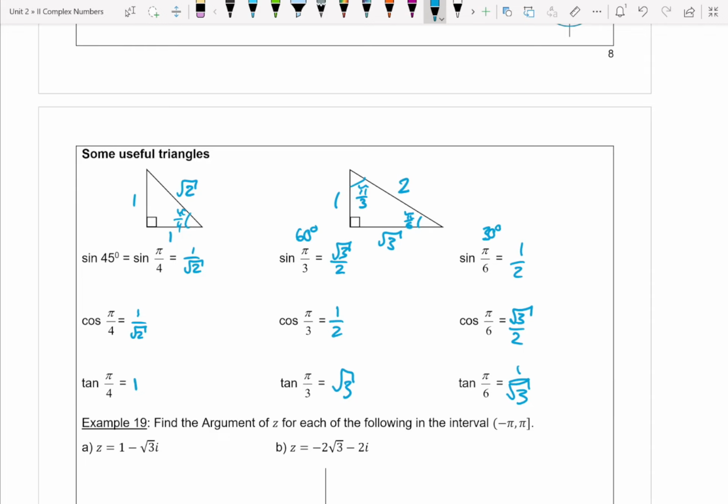Sine of pi on 6, which is 30 degrees, is going to be 1/2. Cosine of pi on 6 is root 3 on 2. And lastly, tan of pi on 6 is 1 on root 3, so opposite over adjacent.